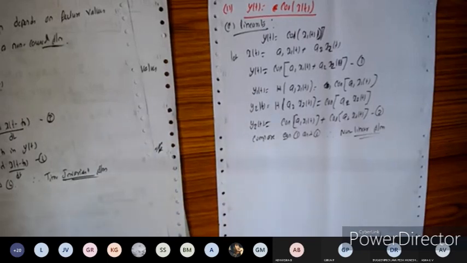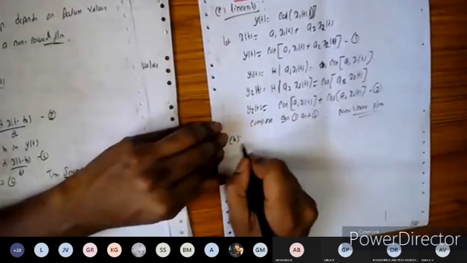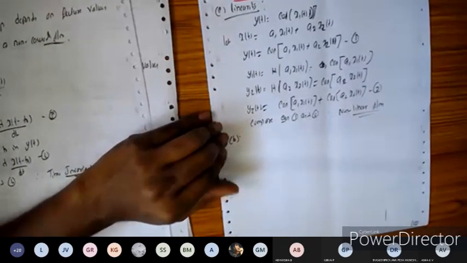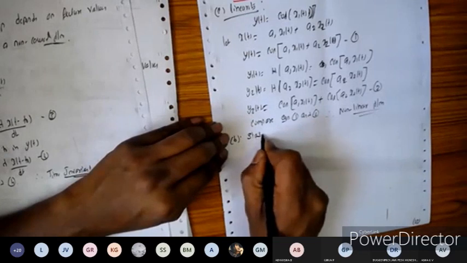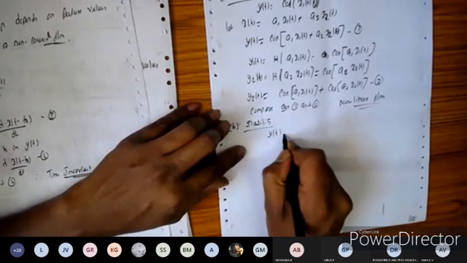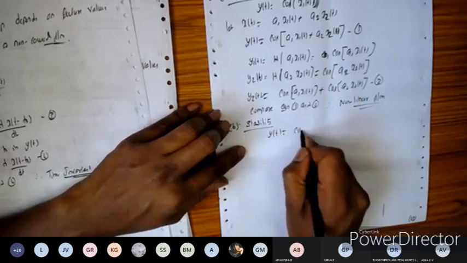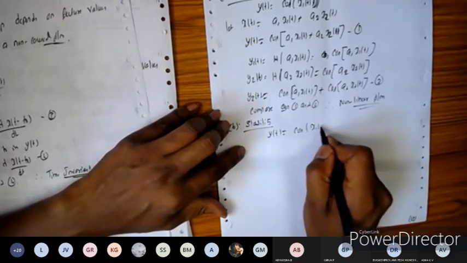Okay, any doubts? So take the next property. The first one was the linearity property, and the next one is called stability. Let us take y of t is equal to cos x1 of t.